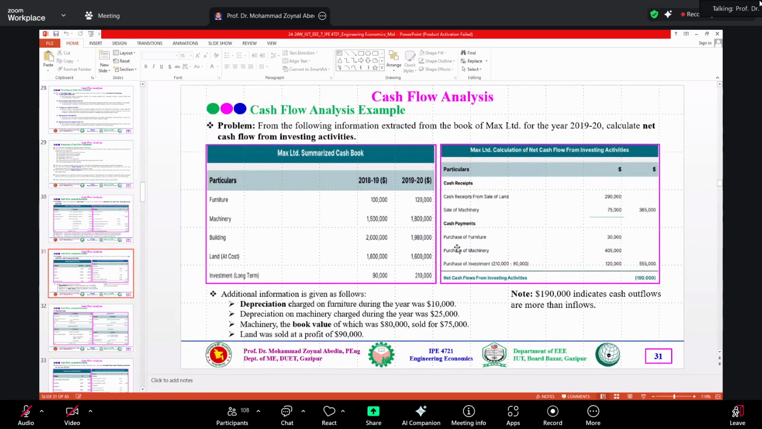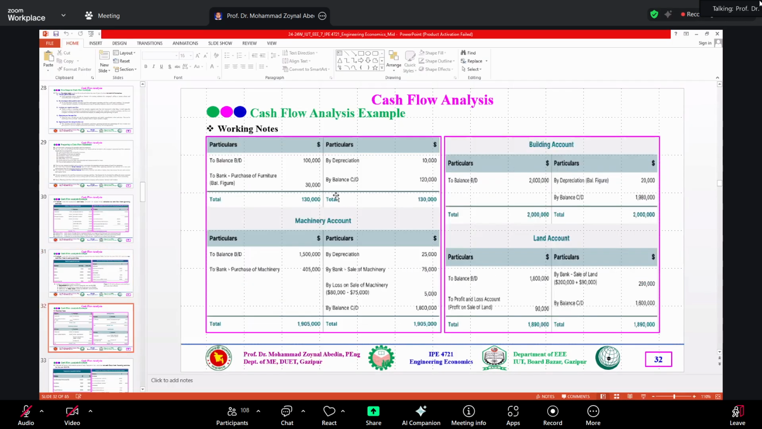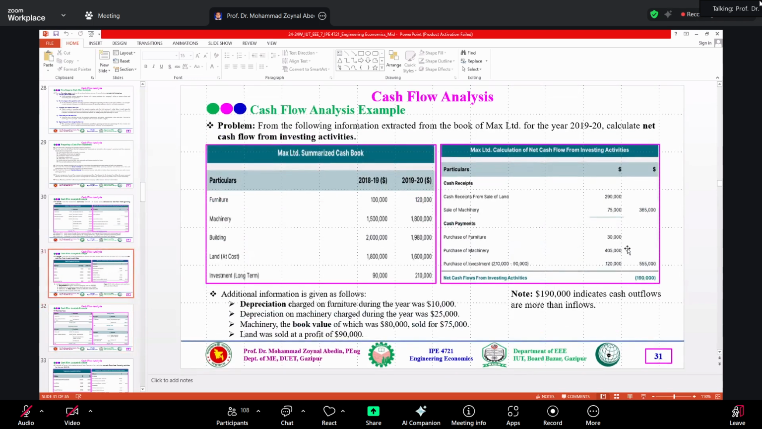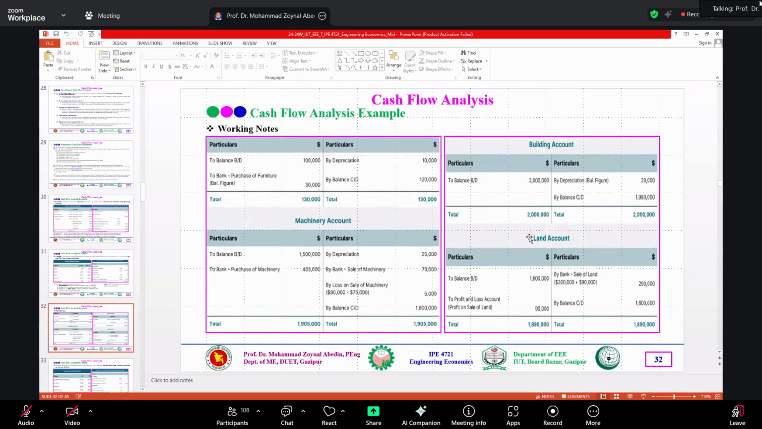You can see purchase of furniture is 30,000. You can see the purchase of furniture. Purchase of furniture is 30. So here, cash payment, purchase of furniture is 30. And let's go for the machinery now. This is the furniture table. This is the working notes, the supplementary notes.